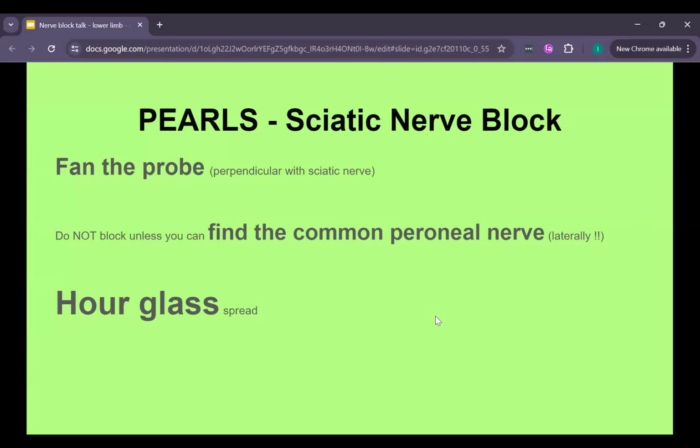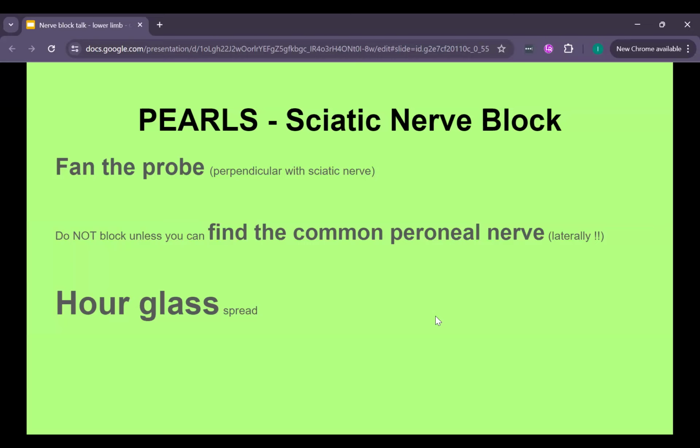This is one of the blocks that I'd normally do awake. There's a lot of blocks that we can do asleep, particularly if we don't need to get too close to the nerve. So blocks like your TAP blocks or your rectus sheath blocks or even your saphenous nerve block, you can do with the patient asleep. And to reduce the risk of nerve injury, the sciatic nerve block is one that I would do with the patient awake.